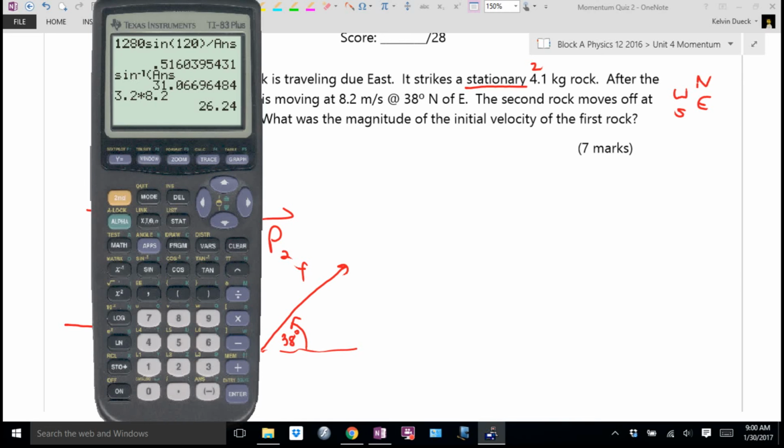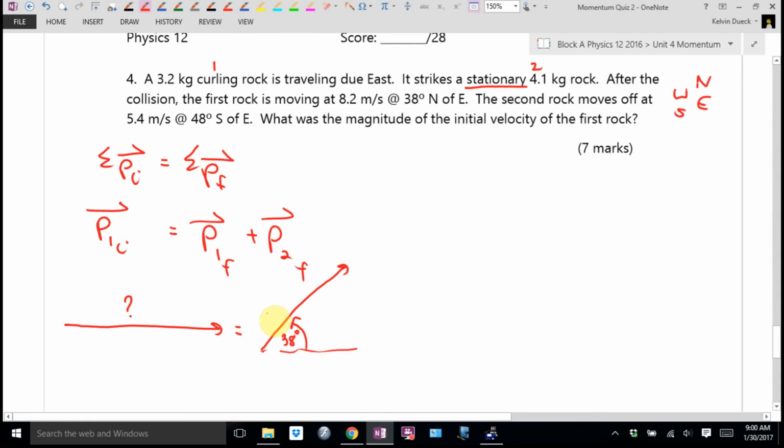26.24? Is that right? I typed that in wrong. No? 26.24? I think I did it wrong last year somehow. 26.24. I think I made a typo last year in my answer key.